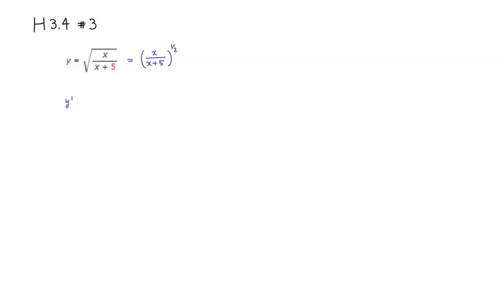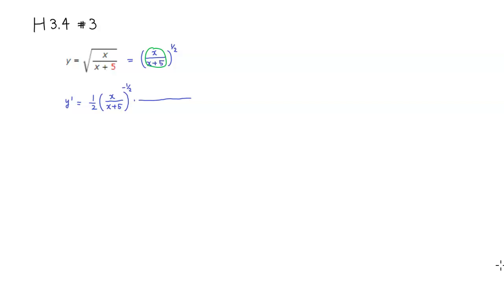y prime is equal to 1/2 in front, and then keep the inside function as it is. So x over x plus 5 unchanged, and then subtract 1 from the power, so it's a negative 1/2. And then multiply by the derivative of the inside function. The inside function is this quotient right here, so I'm going to use the quotient rule.